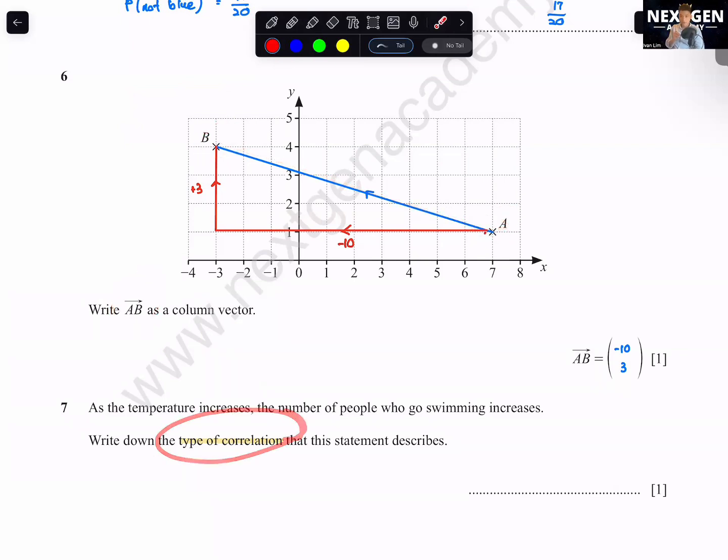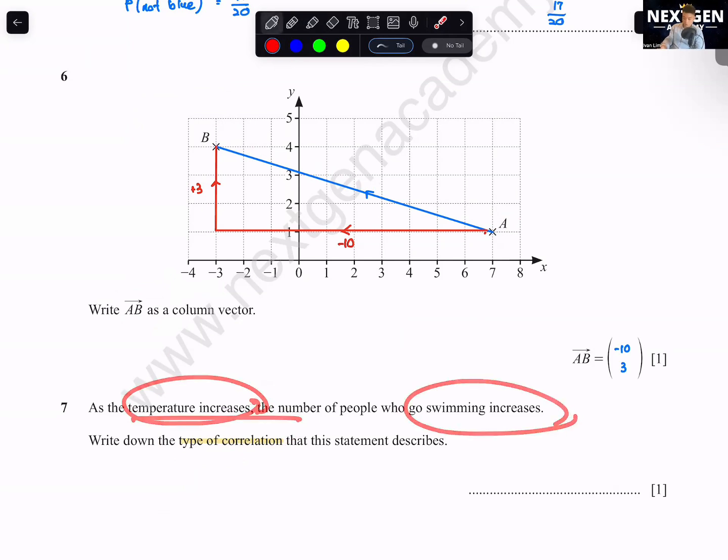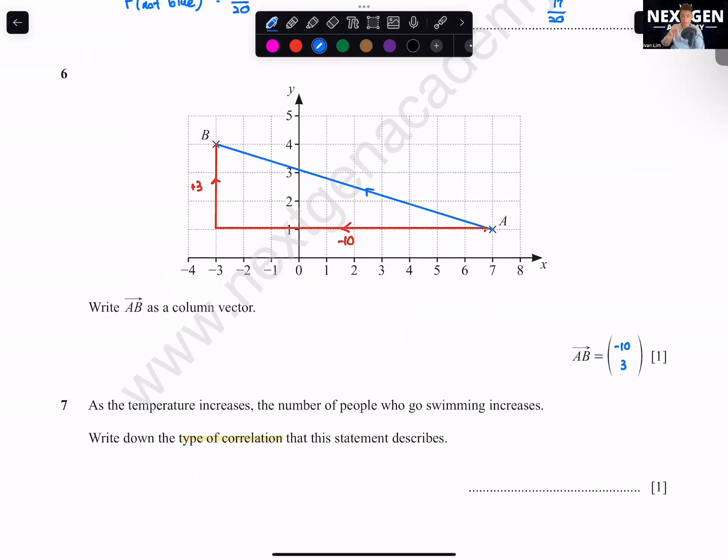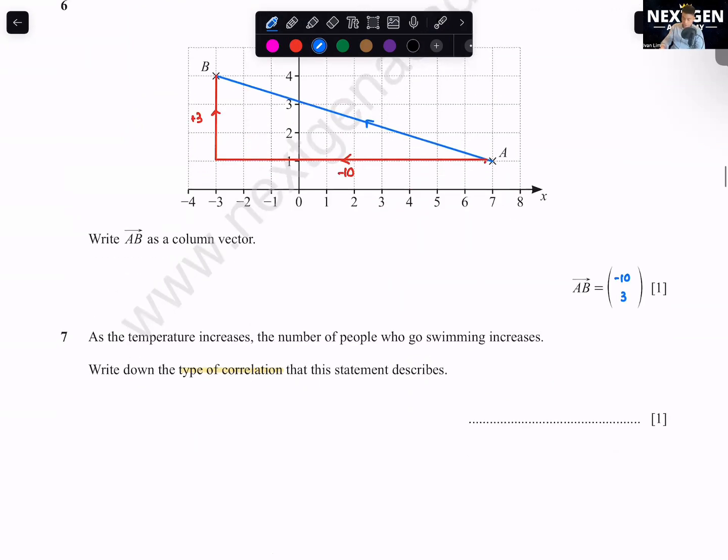Okay, type of correlation. How do we describe this? If one of the variables increases, the other variable also increases. Be careful on this. When they say the word correlation, we are not going to write it as directly or inversely proportional. Okay, that is wrong. When they say type of correlation, you got 3 answers. Yes, Melina. Okay, 3 answers are either positive, negative, or no correlation.